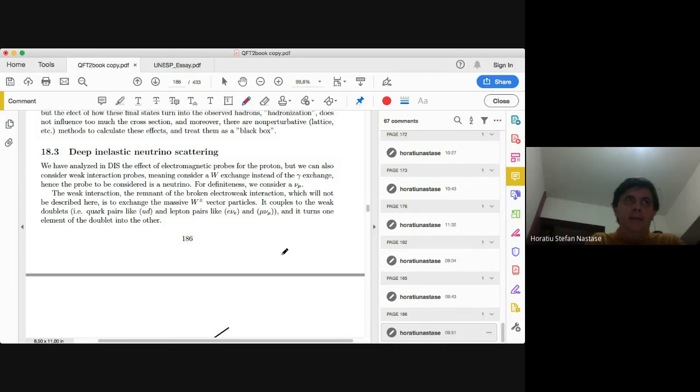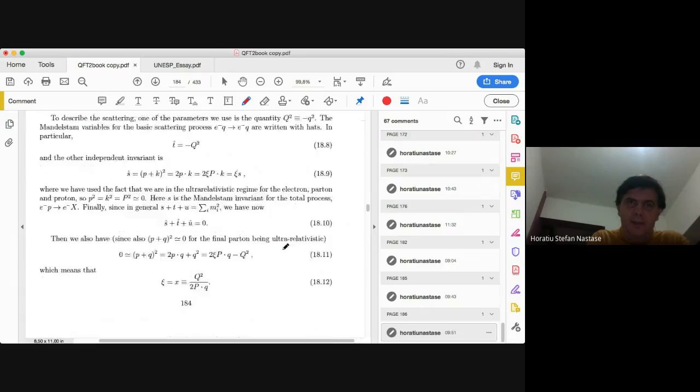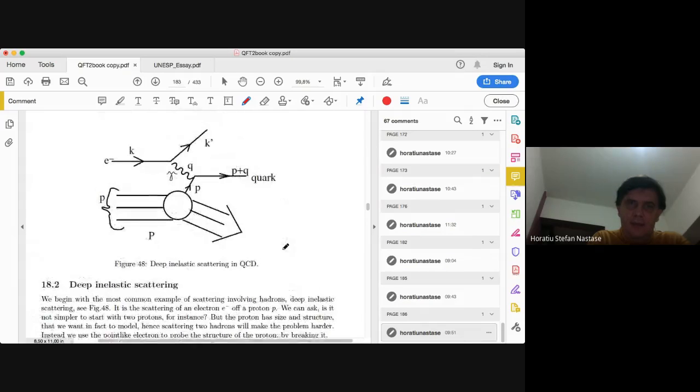But then what does W couple to? Well, to describe this, to replace in this basic setup the probe photon gamma with a W, what one does is to use here a neutrino.